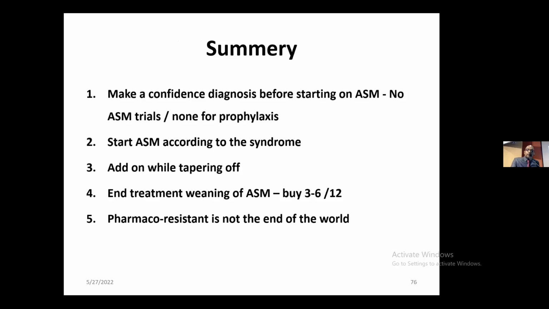In summary, make a confident diagnosis before starting anti-seizure medication, no trials and no prophylaxis. Start anti-seizure medication according to the syndrome, and add on while tapering off. Don't keep on adding. When ending treatment, wean anti-seizure medication by about 3 to 6 months per drug. And pharmacoresistance is not the end of the world.